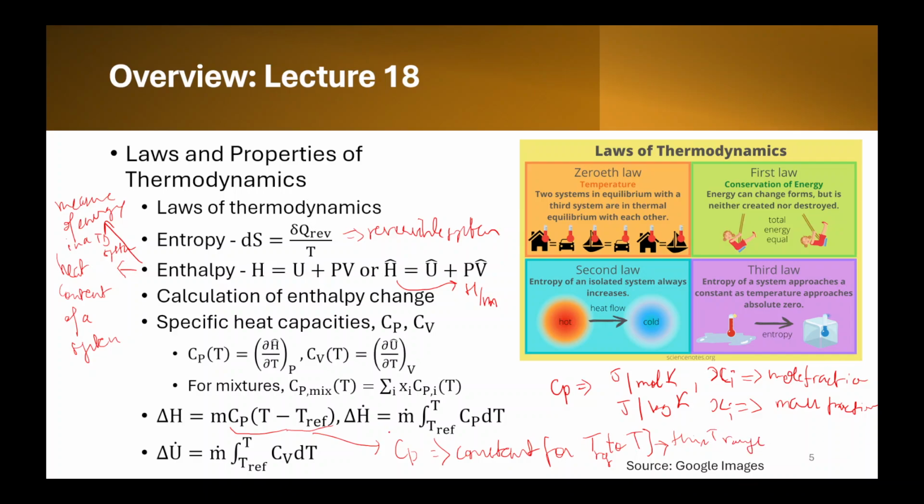And if Cp is not constant for the said temperature range, then we have a differential form of Cp in terms of temperature, and we integrate Cp dT from Tref to T. This gives the enthalpy rate for the mass rate. The same goes for the change in internal energy; we can find it using this relation.